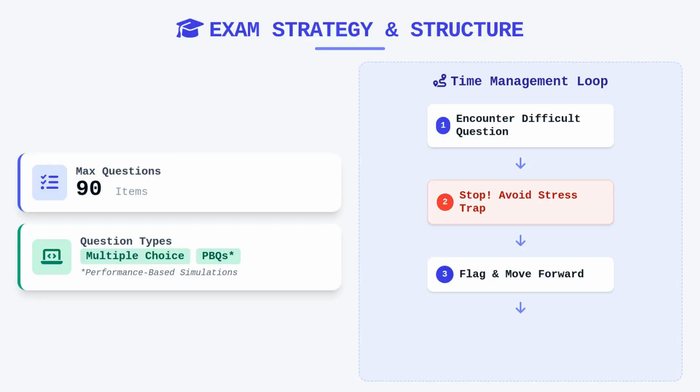Instead, utilize the flagging feature to mark the item and immediately move on to the next question. This strategy allows you to maintain your momentum and ensures you do not waste precious minutes on a single problematic query while potentially missing easier questions later in the exam. You can return to your flagged items once you have completed the rest of the set, provided the clock has not expired.